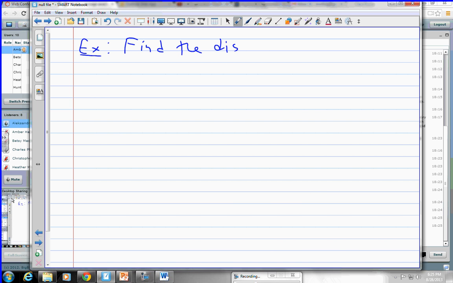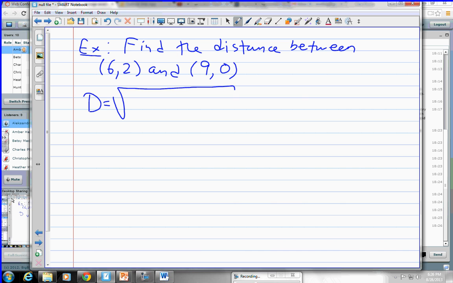Find the distance between points (6, 2) and (9, 0). Just use the formula. Okay? It tells me to subtract the y values and square that difference, plus subtract the x values and square that difference. So what are we going to end up with?